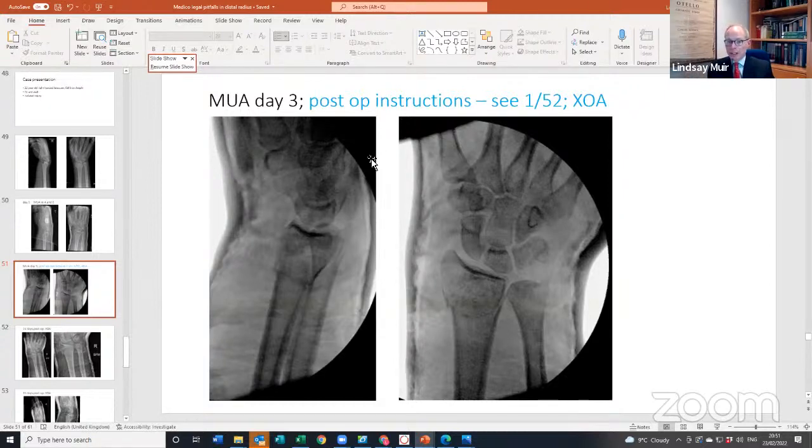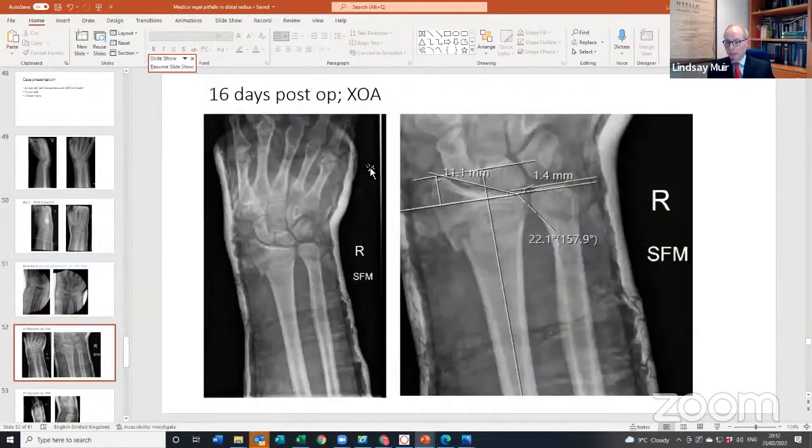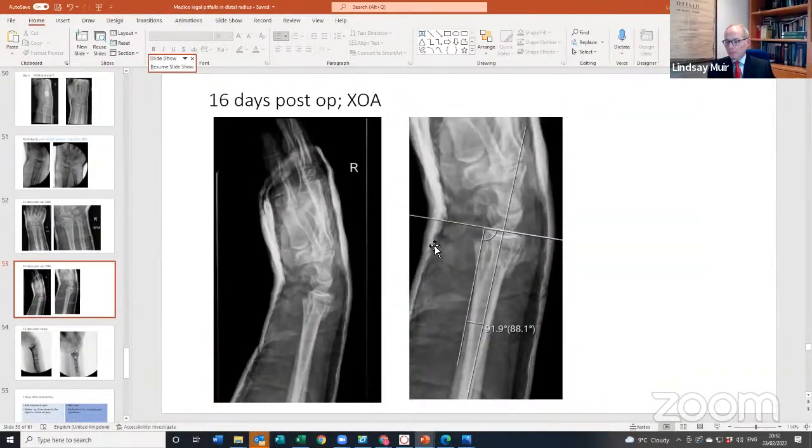And the further thing is, and it goes back to post-op management, the post-op instructions say, see in 1 week, x-ray on arrival. So that was fine. Trouble is, he doesn't get another appointment for another 2 weeks. So by the time he turns up in my clinic 2 weeks later, I do all the clever measurements and I say, well, he's a little bit short and he's displaced a little bit further, and he's got a bit of dorsal tilt, I better reoperate.